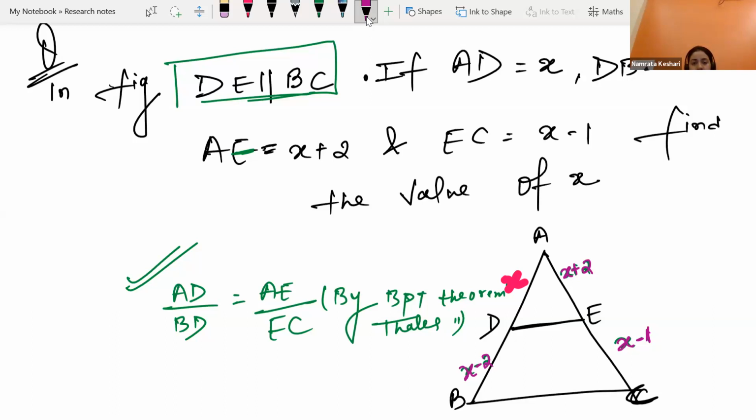Ma'am, the value of x... x is 8? 4, right, Ayan? Yes, ma'am. Yes, everyone is getting 4. Are you getting 4? Rest of the students, are you getting 4?